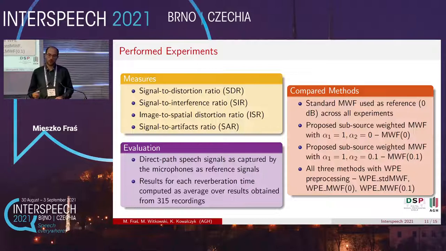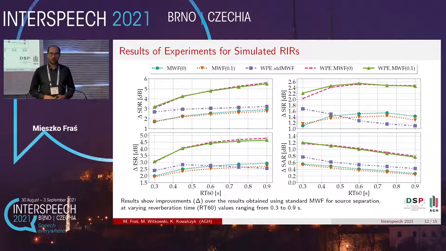So these are results for the first dataset. As you can see, all of the tested methods yield improvement over the standard algorithm that was our reference. The sole use of weighted prediction error allows for better estimation of parameters. As you can see, this is around 3 dB improvement in terms of SDR for all of the reverberation times. However, we can observe that in terms of SIR, the source to interferer ratio, there is a decline alongside the rising reverberation time.